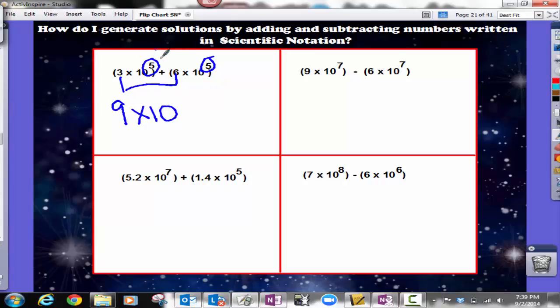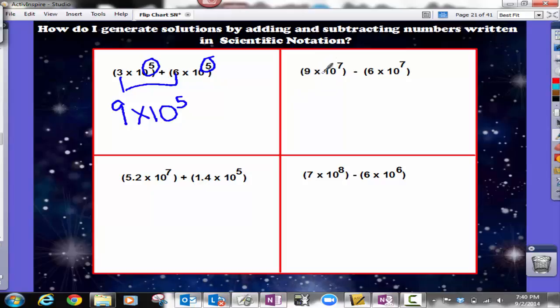Now, since they're the same, the rule with exponents is that if they're the same exponent and you're adding, it just stays the same. So in this case, I'm just going to bring down the 5. So now my new solution is 9 times 10 to the 5th power. Pretty easy. Now, here's the catch to this. Actually, I'm going to go ahead and go subtraction.